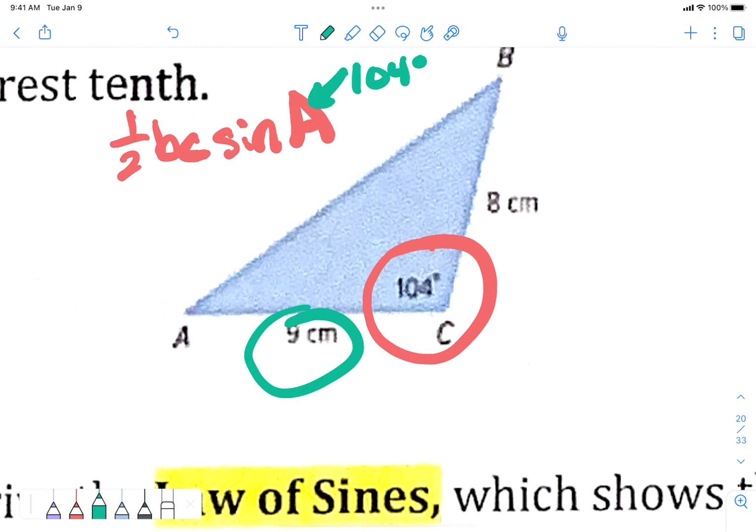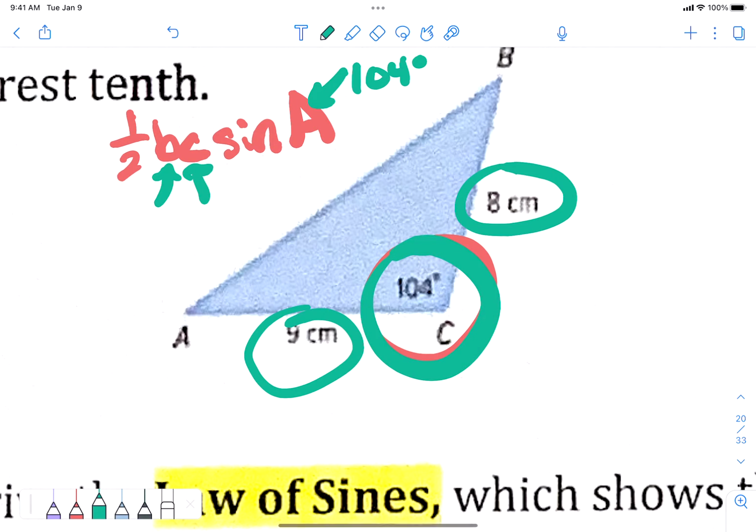And then the 2 sides that I need to put in these 2 spots just have to be the 2 sides that are touching my angle. Does that make sense? So it doesn't matter that they're called B and C, or that it's called angle A or angle C. The 2 sides that you plug into the formula have to be the 2 sides that are right next to your angle right here.